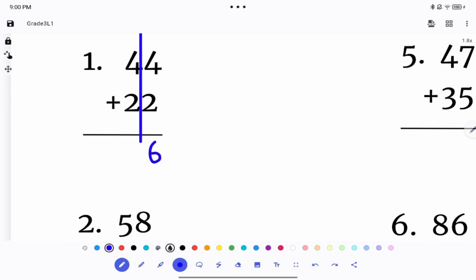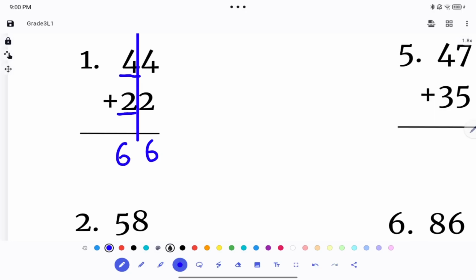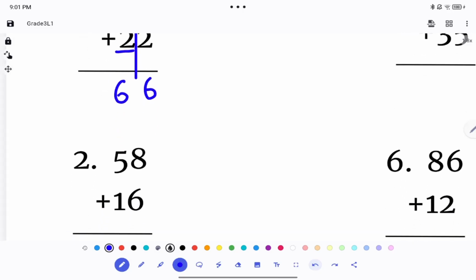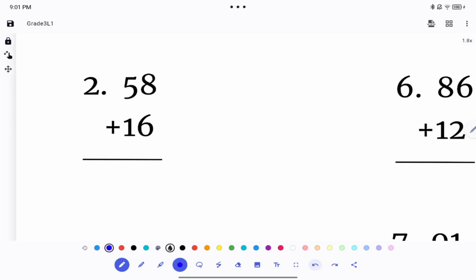So we move on to the tens place. 4 plus 2 is also equal to 6. Now that means we get a result of 66. 44 plus 22 is equal to 66. Moving on to the next problem, a bit more complicated.